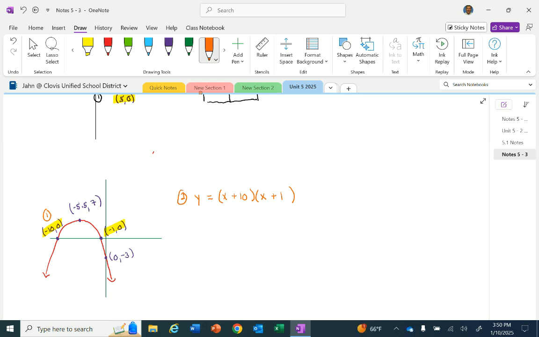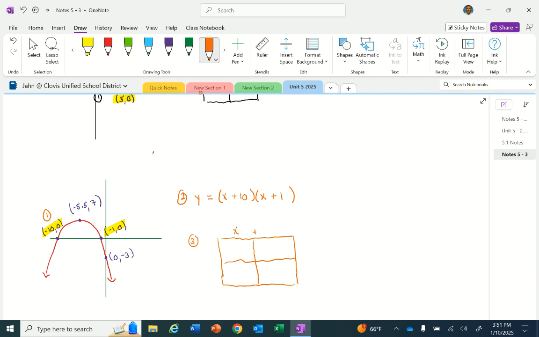Okay, now if you switched it around and you said x plus 1 in the first parenthesis, x plus 10 in the second parenthesis, that is okay. That would not affect your final equation. Now I'm going to take that x plus 10 and multiply it out with the x plus 1. I'm going to incorporate the area model. I'm going to have a 4-part area model here.